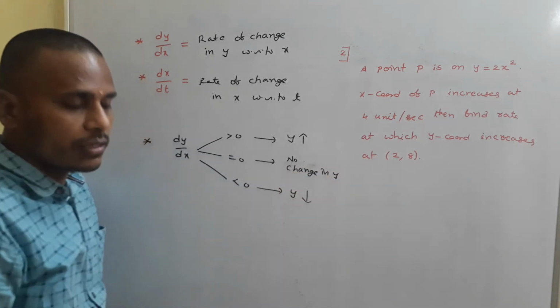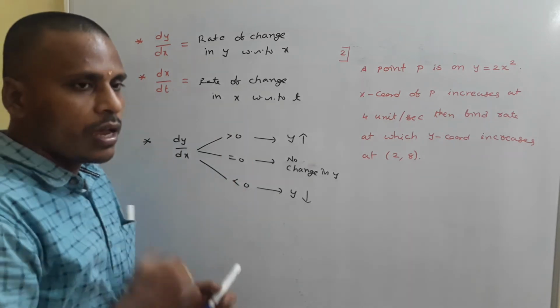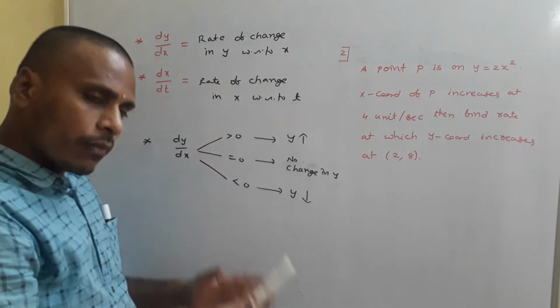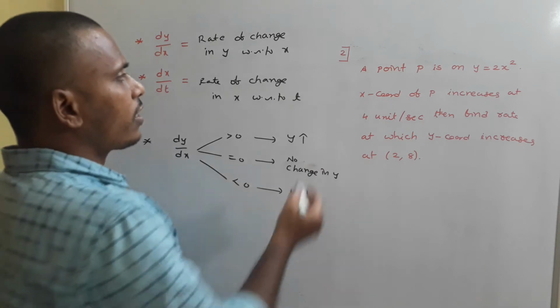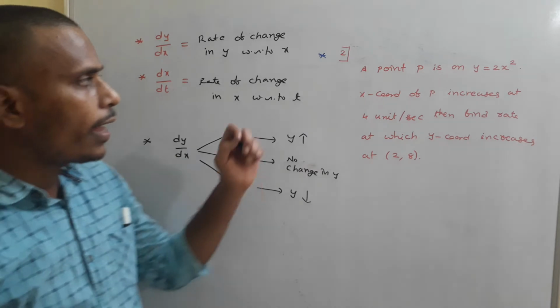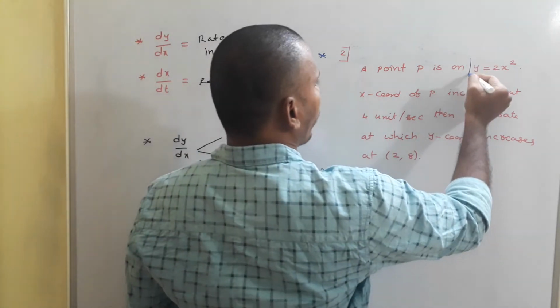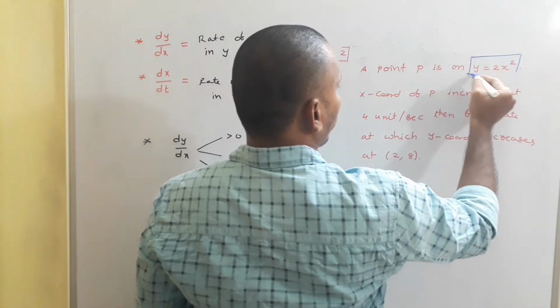Okay, if dy by dx is equal to 0, this is something we need to know about dy by dx, and you just note this down in the first point. Now as a second point, I gave you a problem here. Look at the problem. A point P is on y equals 2x square.